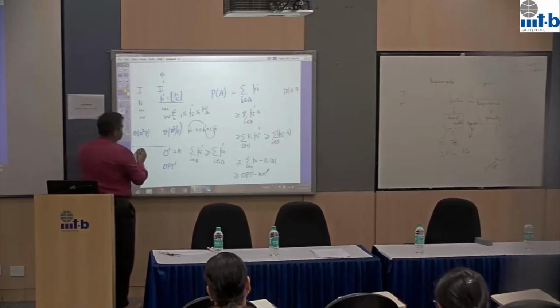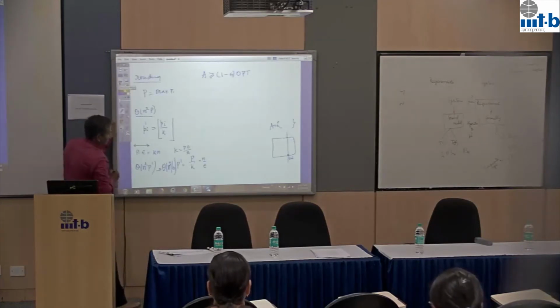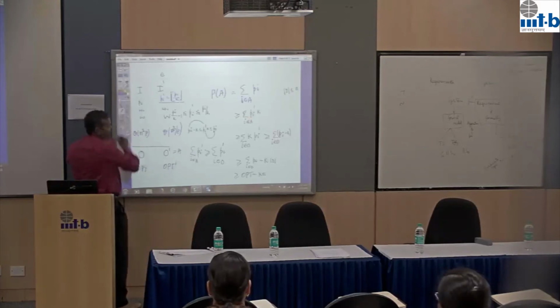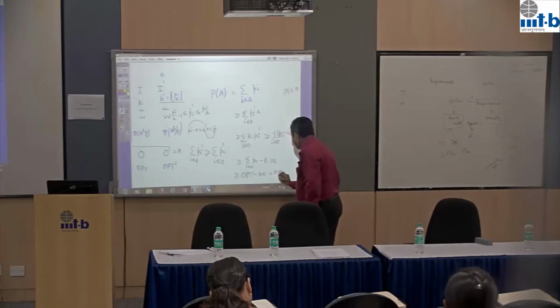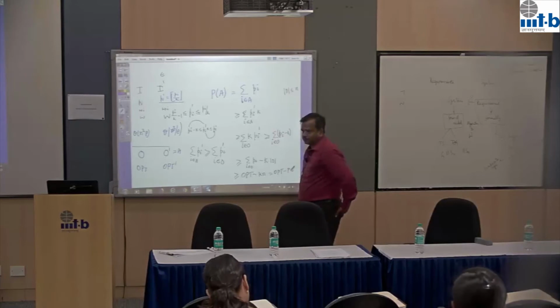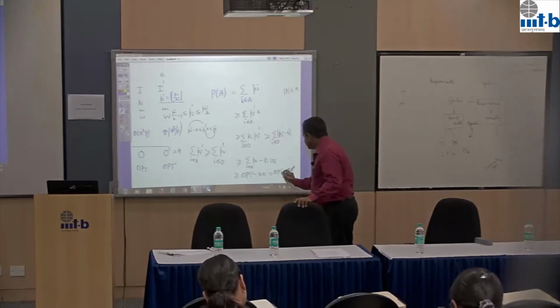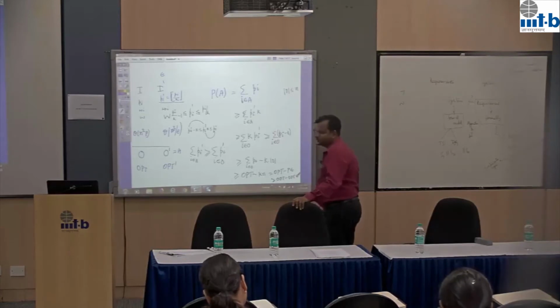If I look at the previous step, what was the choice for K? N into K is P epsilon. So this is actually equal to optimum minus P into epsilon. This I can write as greater than or equal to optimum minus optimum into epsilon.